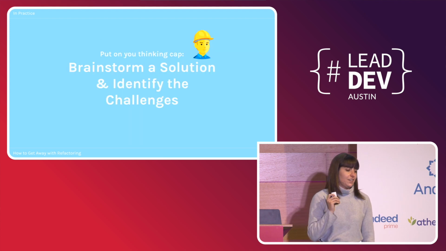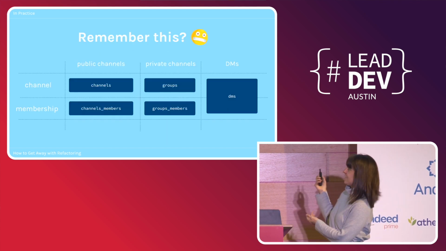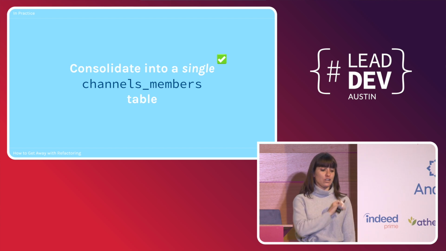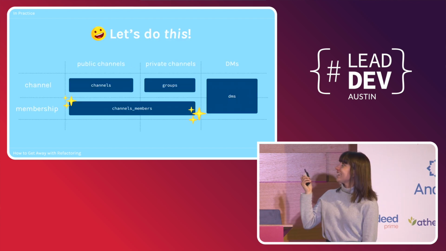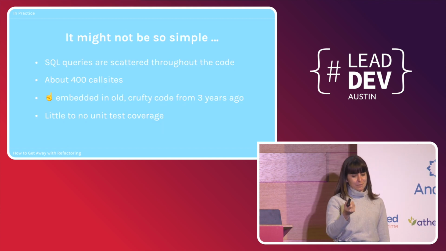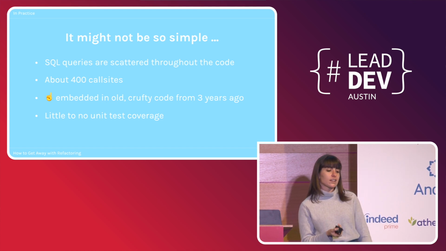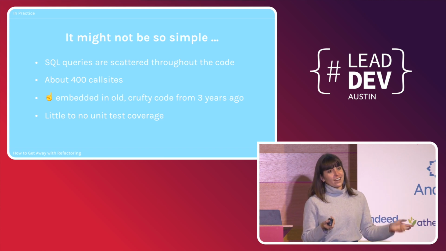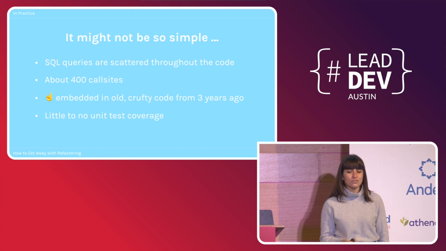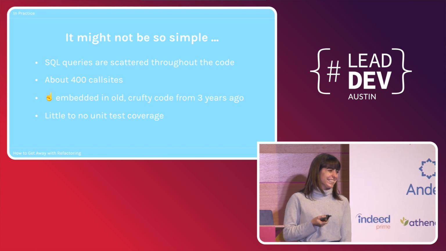So what's next? We brainstorm a solution and identify the challenges. Remember this: we decided to consolidate everything membership related into one table. And it might not be so simple because, as I mentioned, the SQL queries were gathered throughout the code. There were about 400 different call sites across, I don't know, 100-ish files. And most of these call sites were embedded into really old, crufty code from 3 years ago. You know that when you do a git blame and it's your CTO, you're in for a really great time.